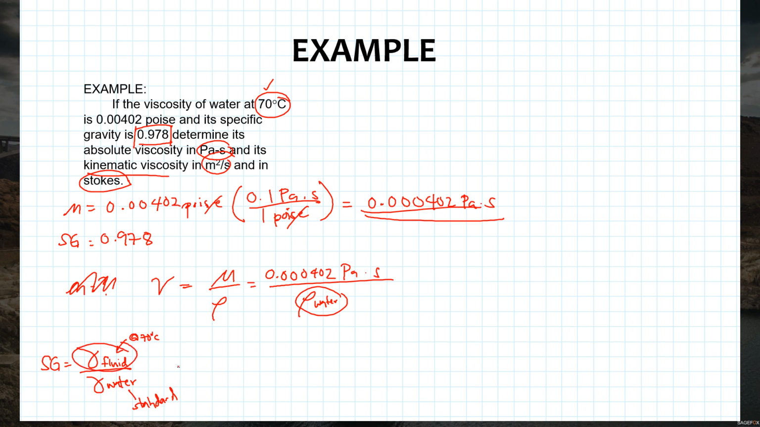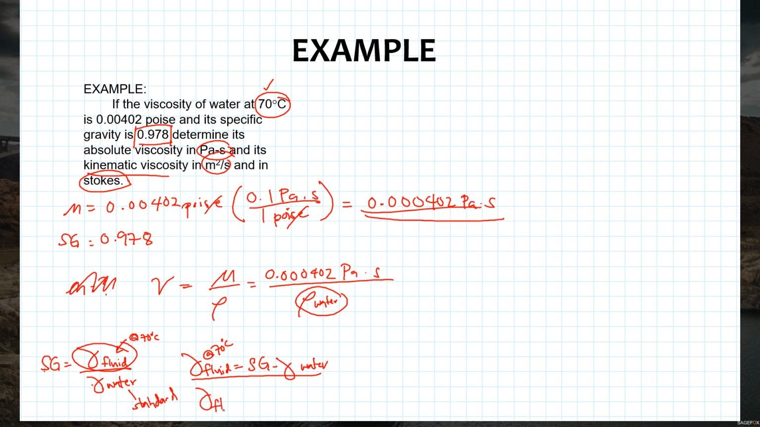Okay? So therefore, the unit weight of the fluid is equal to, when we multiply the unit weight of water by the specific gravity, that's your unit weight of the fluid at 70 degrees Celsius. Okay? So we will use this to obtain the unit weight of the fluid. Okay? So let's solve that.